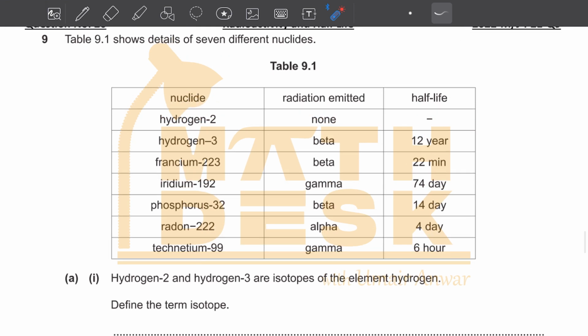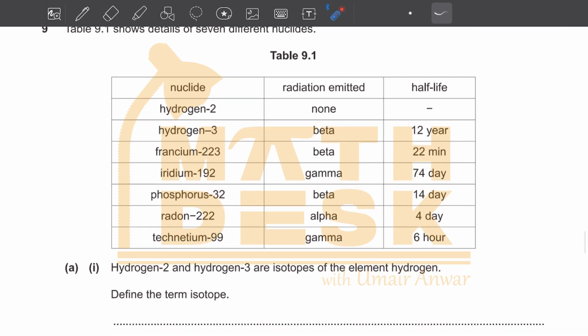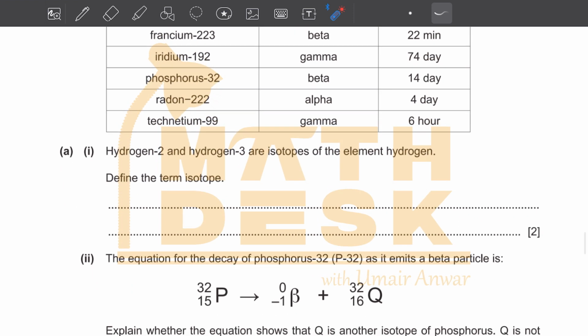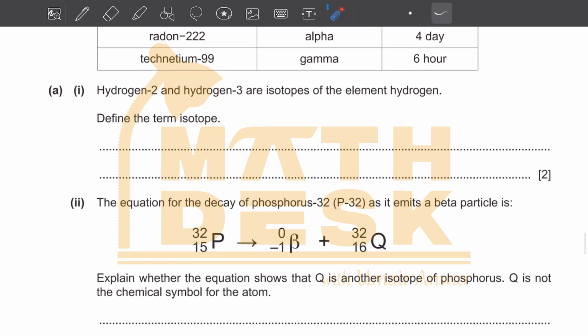Question says table 9.1 shows details of 7 different nuclides. Hydrogen 2: radiation emitted none, no half-life here. Hydrogen 3 emits beta radiation and the half-life is 12 years. Francium, beta, 22 minutes; iridium 192, gamma, 74 days; phosphorus 32, beta, 14 days; radon 222, alpha, 4 days; technetium 99, gamma, 6 hours. Hydrogen 2 and hydrogen 3 are isotopes of the element hydrogen.